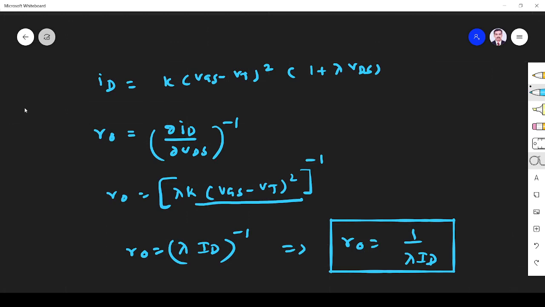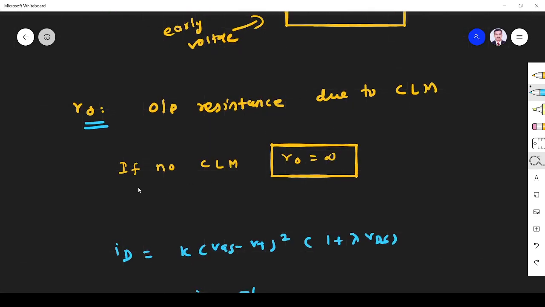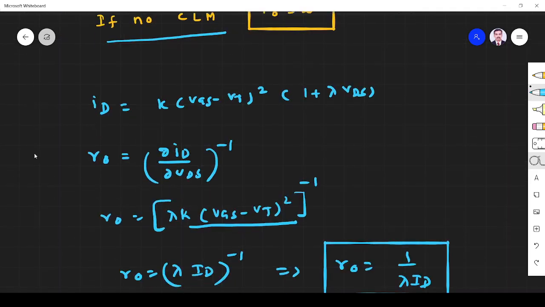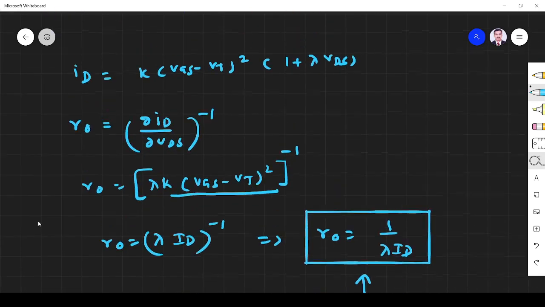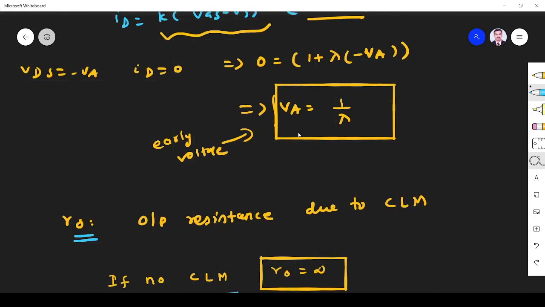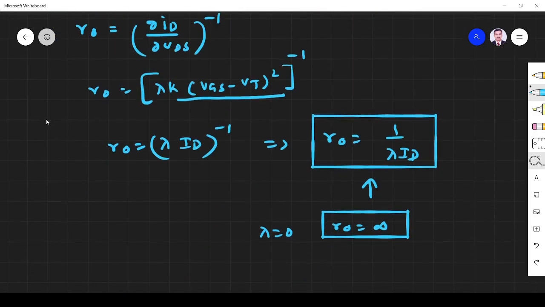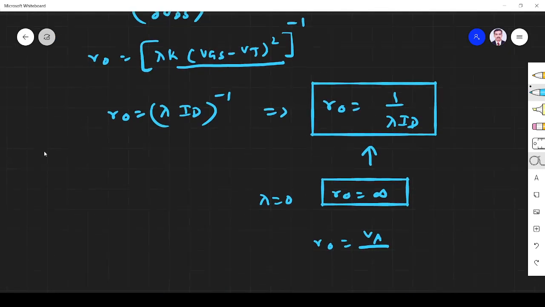If lambda is 0, R naught is infinity. That's what we have proved already. Yes or no? If no channel length modulation, R naught is equal to infinity. That is mathematically proven now. Here we have the mathematical proof, and this is the graphical proof. We know already the relation between lambda and VA: VA is equal to 1 by lambda. So I can write R naught is equal to VA by ID. You see, R is equal to V by I, the same Ohm's law is satisfied.